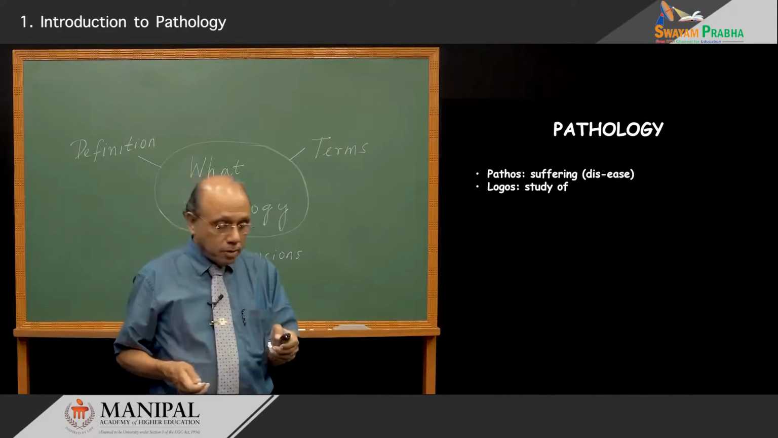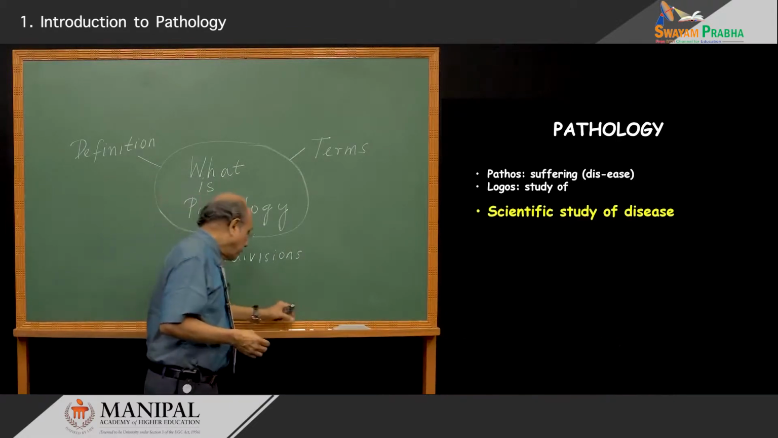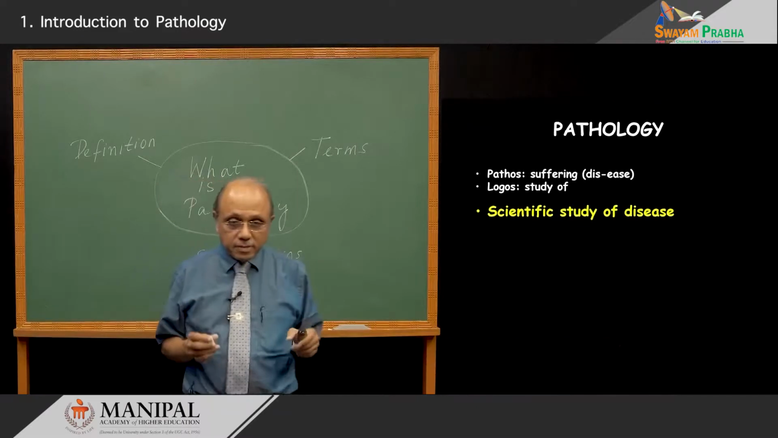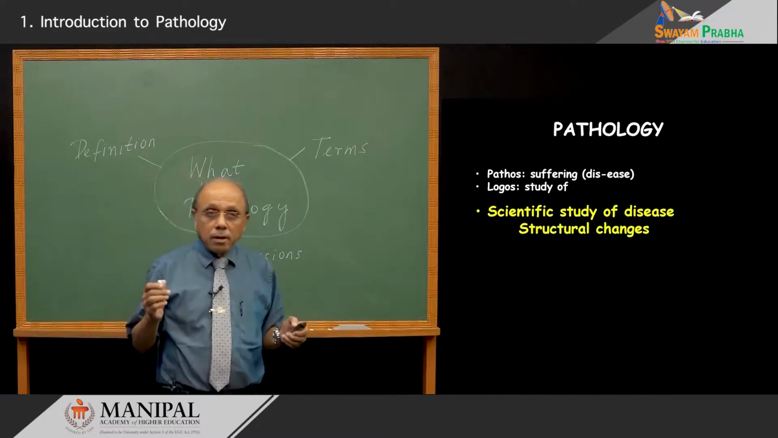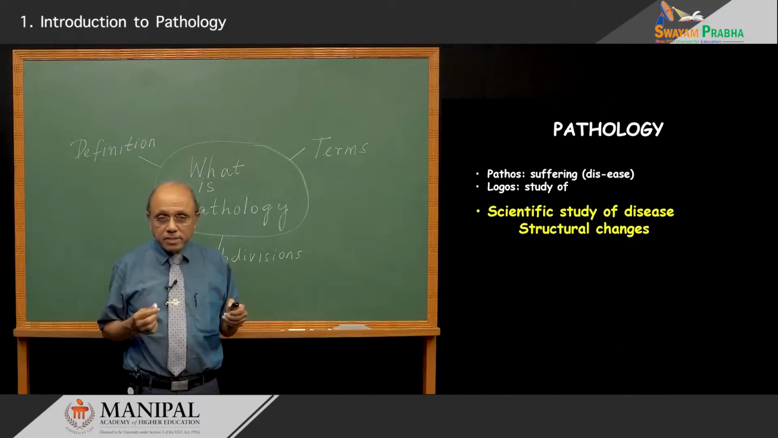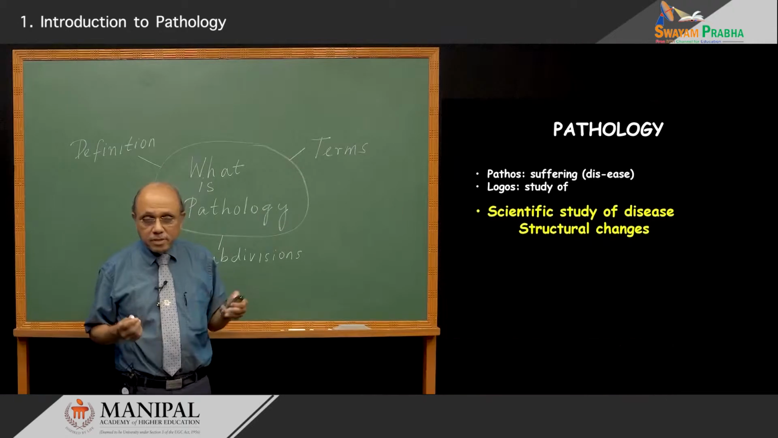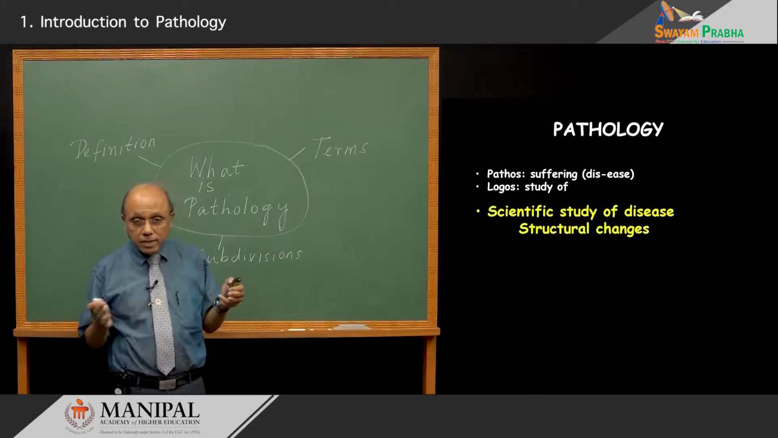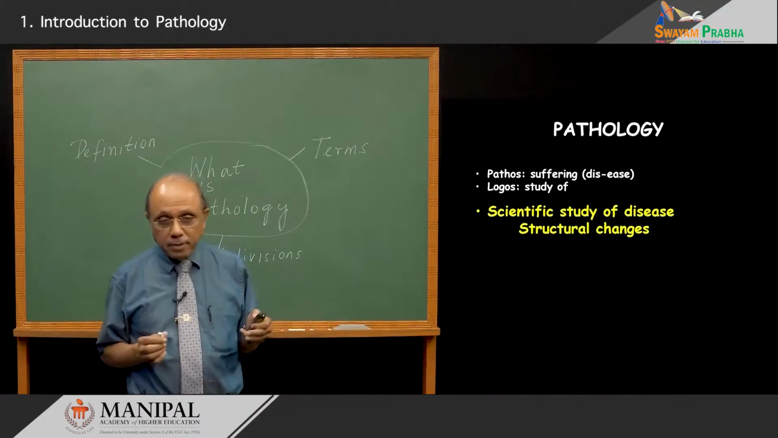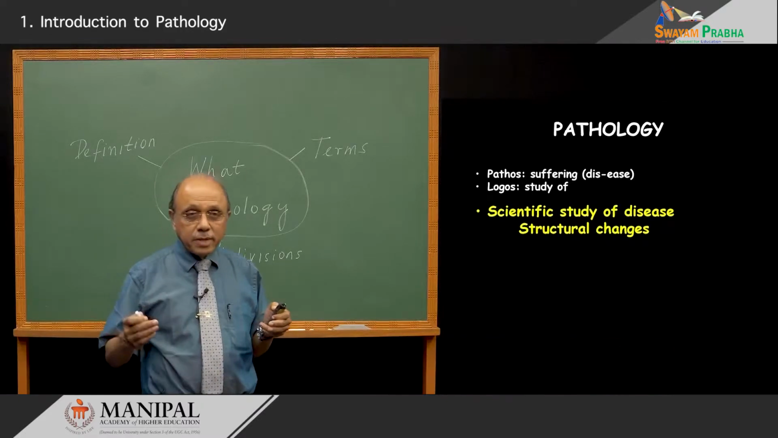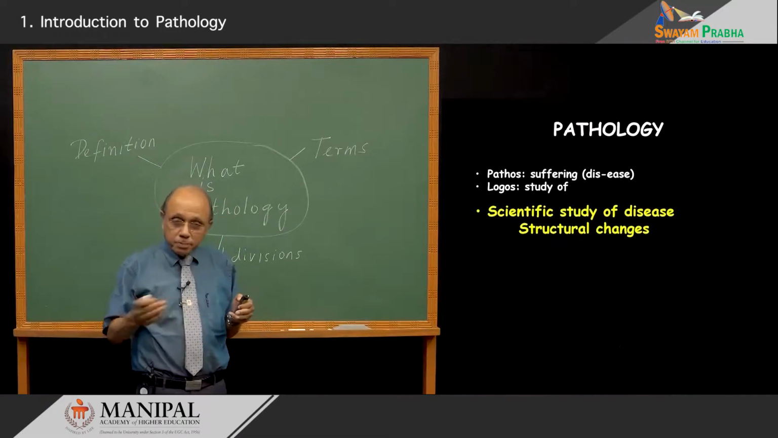Now, this is a very broad definition, but more specifically when we look at pathology, it is a scientific approach to the study of disease. And what does that mean? Scientific approach means structural changes. What structural changes can happen in organs when they are diseased? A large part of pathology will be looking at those changes that happen in the anatomy and the physiology. That is, the anatomy gone wrong, the physiology gone wrong is pathology.